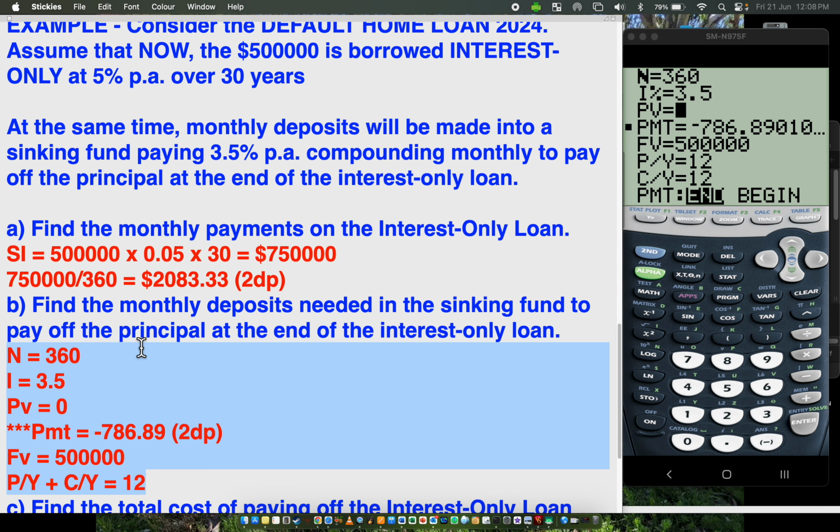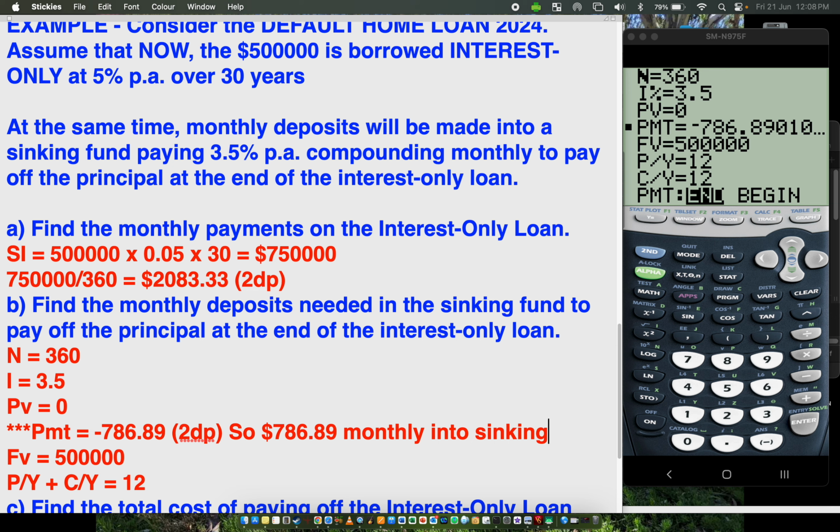So some time to get the answer for B, find the monthly deposits. So $786.89 monthly into the sinking fund. That's for B.